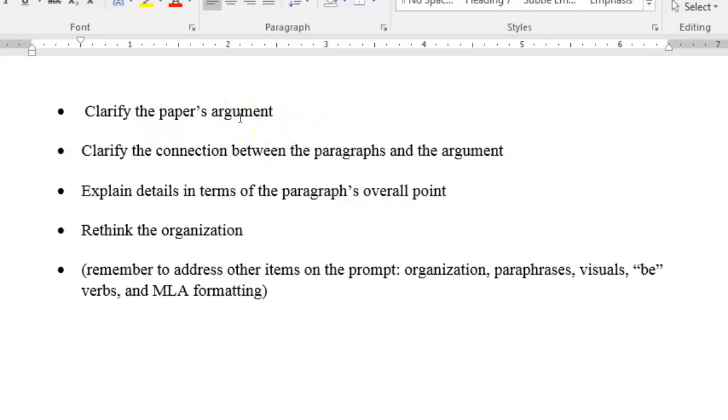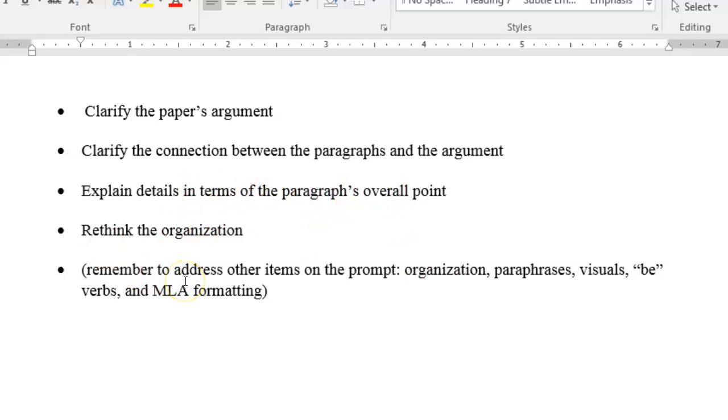I also think visiting the writing center could help. Clarify the connection between the paragraphs and the paper's overall argument. So once you decide, all right, my paper is going to argue this about these two murals in terms of how race is represented, great. Then make sure that the paragraphs are helping to support that, and make sure that you're explaining your details in terms of that paragraph's overall point.